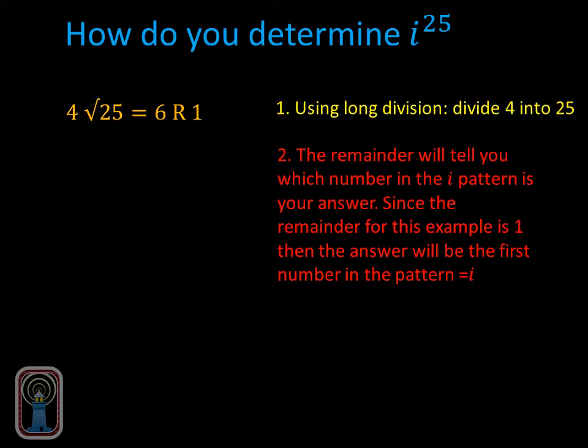The remainder will tell you which number in the I pattern is your answer. Since the remainder for this example is 1, then your answer will be the first number in the pattern, which is I. So I to the 25th power is equal to 6 with a remainder of 1, which is equal to I.